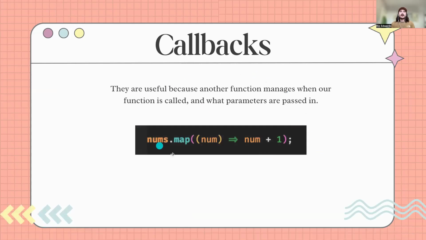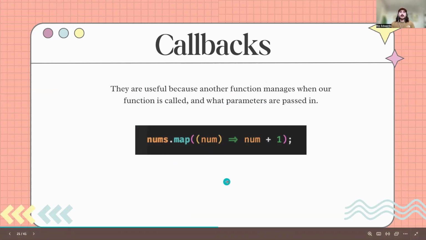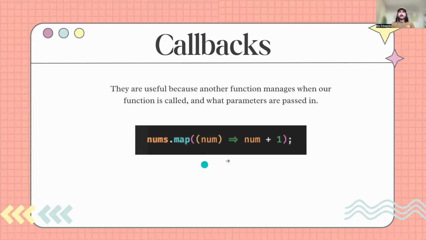So why are callbacks useful? Well, there are lots of use cases and you'll start to see them more often. Don't worry about writing your own callbacks or knowing when to write your own. You'll eventually get an intuition, but for now you have to know how to use them because you'll see them in React and in other things. We've already been using them. Map uses a callback. This arrow function that we pass into the map, that is a callback function.